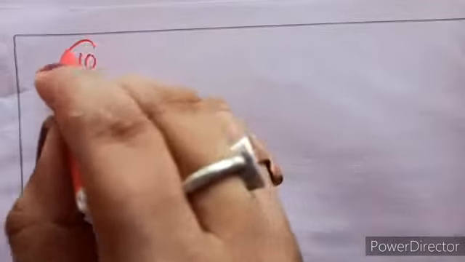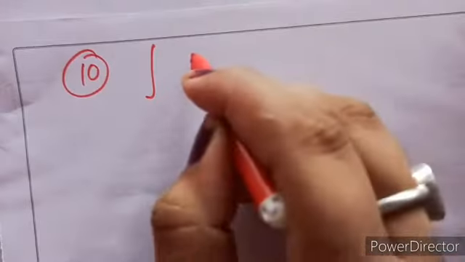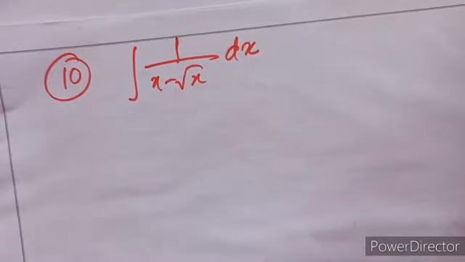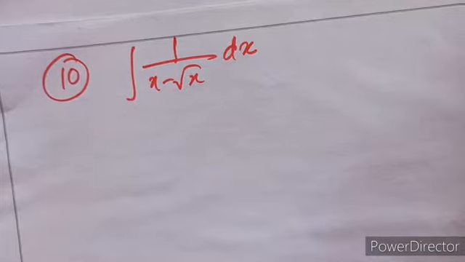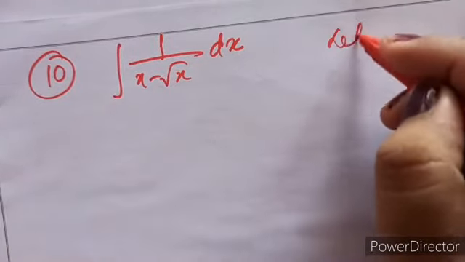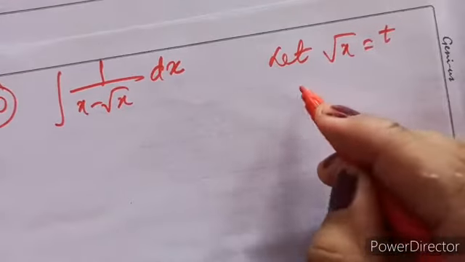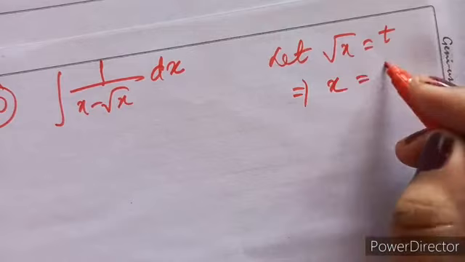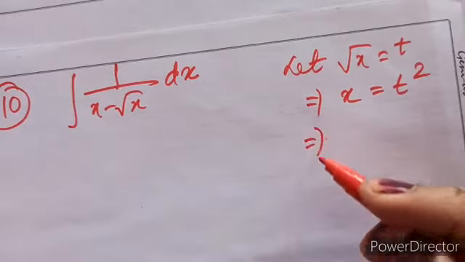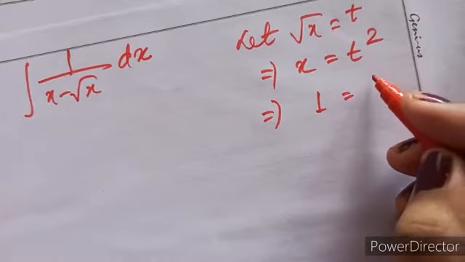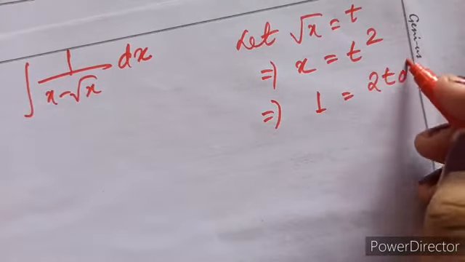So let me take the next question, that is question number 10. That is the integral of 1 by (x minus root x) dx. Suppose if I take let root x equal to t. So if I use here, this will be x equal to t square. That means d dx of x will be 1 and d dx of t square will be 2t dt.